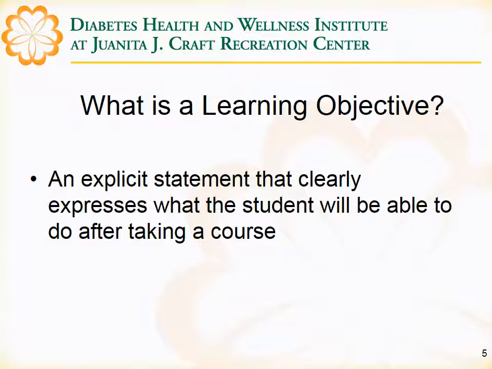So what is a learning objective? A learning objective is an explicit statement that clearly expresses what the student will be able to do after taking a course. A well-written learning objective statement provides a clear picture of the outcome or performance you expect as a result of the lesson. It should be specific, concise, and most importantly, observable or measurable.